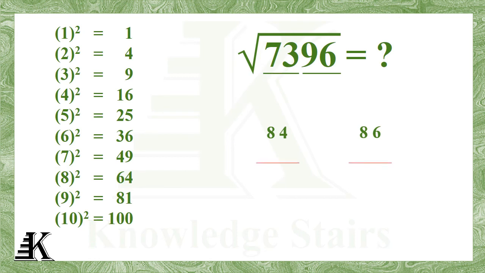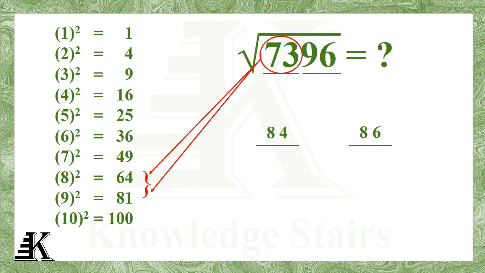So to know the answer we will take one more step. We will see that 73 exists between which two perfect squares. Here we have 8 and 9, that is 64 and 81. Now we will see whether 73 is closer to 64 or 81. Just subtract: 73 minus 64 is equal to 9 and 81 minus 73 is 8.